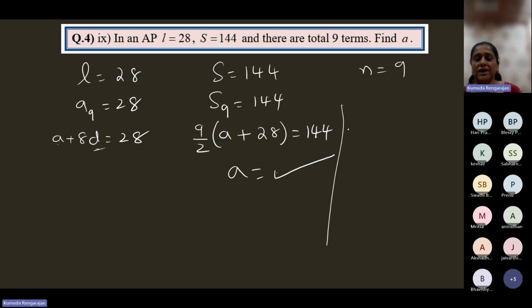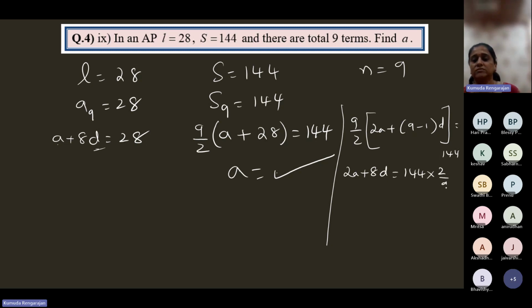Now, the other formula, n by 2, 9 by 2 of 2A plus n minus 1, 9 minus 1 into D. What's the value of D? No, we don't know. So S9 is equal to 144. So we have 2a plus 9 minus 1, 8d is equal to 144 into 2 by 9. So 9 ones are 9, 9 16s are 144. So 2a plus 8d is equal to 32. When you divide by 2 throughout, you get a plus 4d is equal to 16.